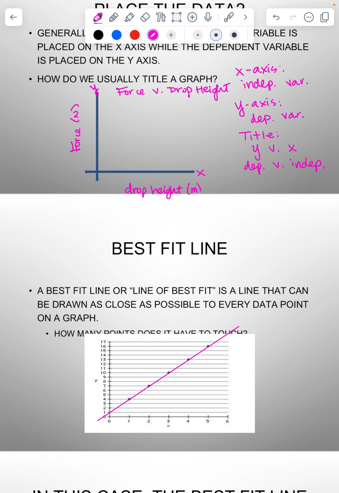Now, there are a couple of things. This was pretty good data, so I was able to touch each and every point.